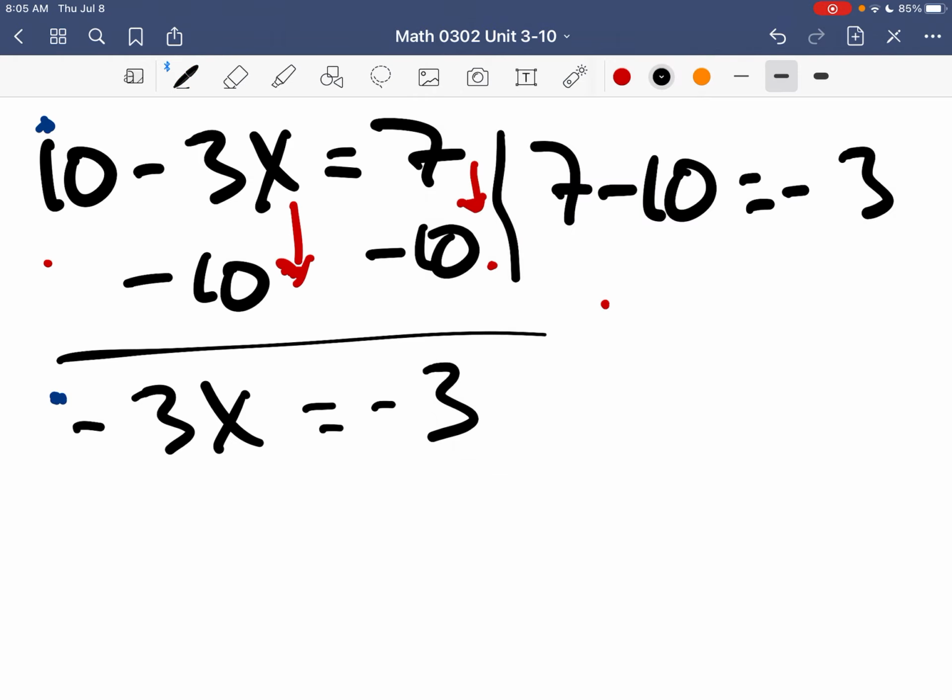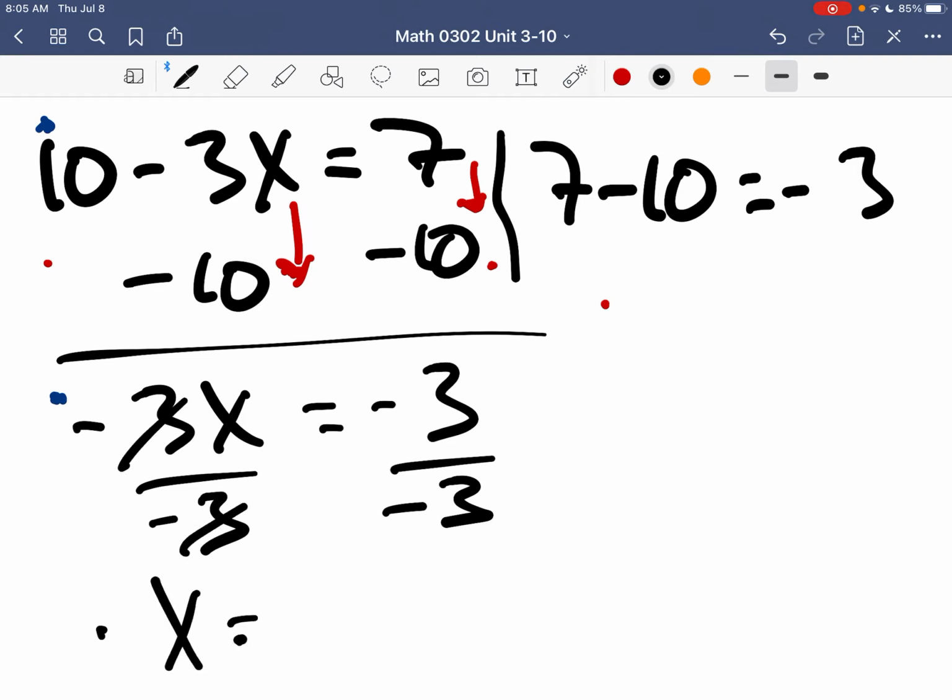So how are we going to isolate the variable x here? We'll use the division property. We'll divide both sides by the number minus 3, and so the minus 3's cancel. We get the x by itself here. x is equal to minus 3 divided by minus 3, which is positive 1. And let's check the solution.